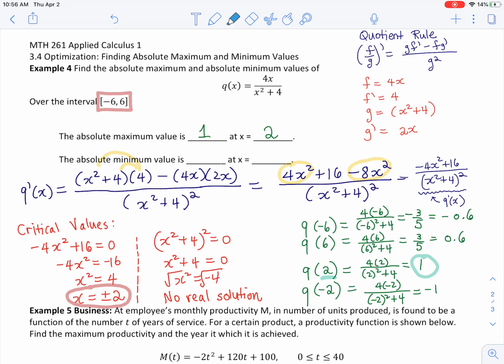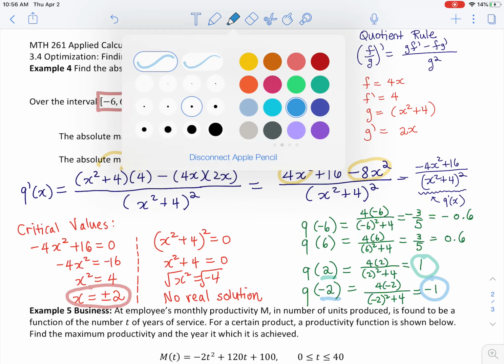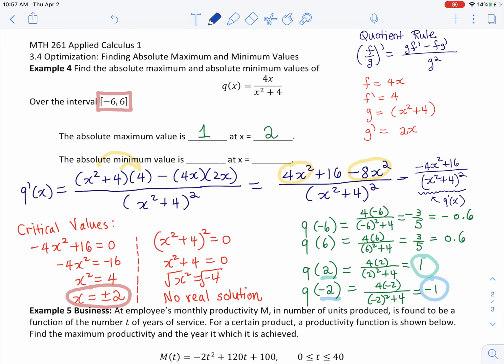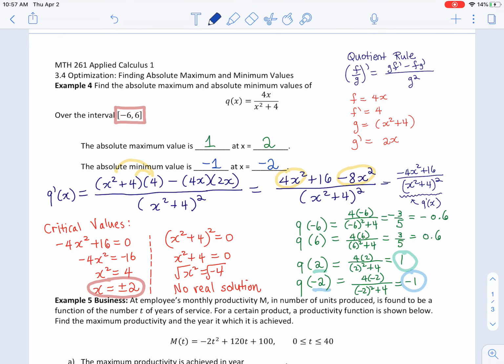Let's find the absolute minimum. What is the smallest value that we have here? The smallest value that we have is -1. And this happened at x equals -2. So let's write those down. Okay, absolute minimum value is -1, and that's at x equals -2.